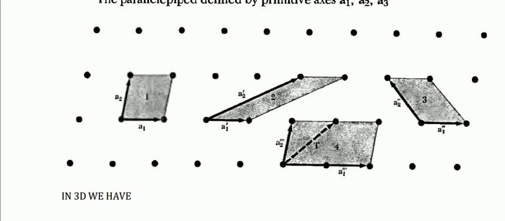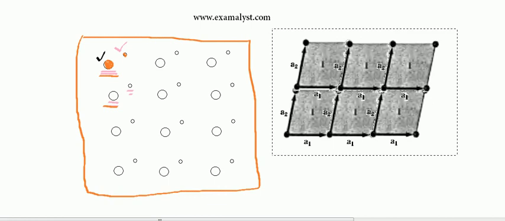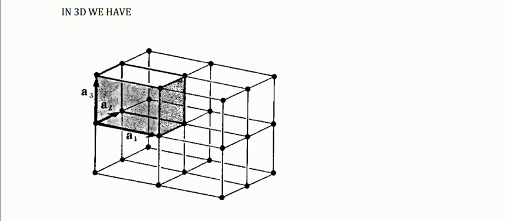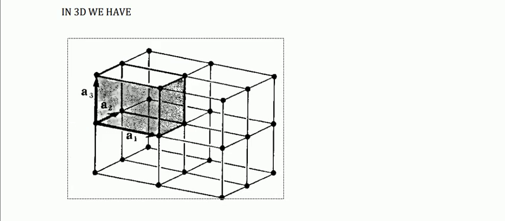So this is 2D. This is the primitive cell for 2D. When I repeated this primitive cell, what did I get? I get a crystal structure. Agreed. Now in 3D, we have three vectors, A1, A2 and A3. They form a cube, and when this cube is repeated in space, I get a big crystal.